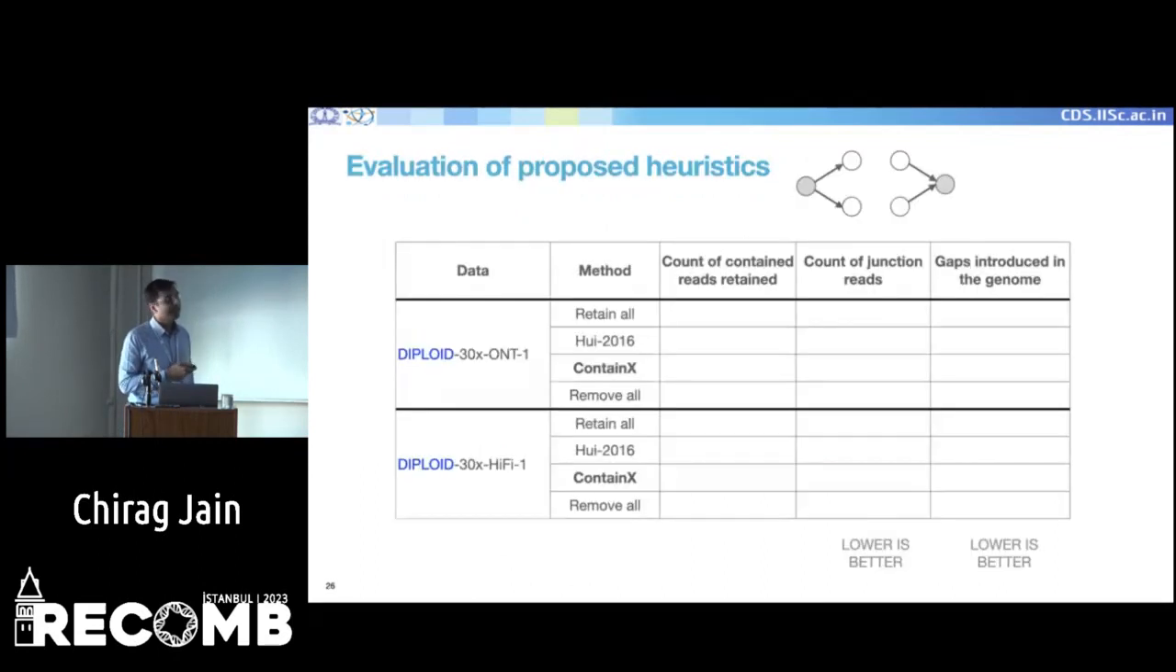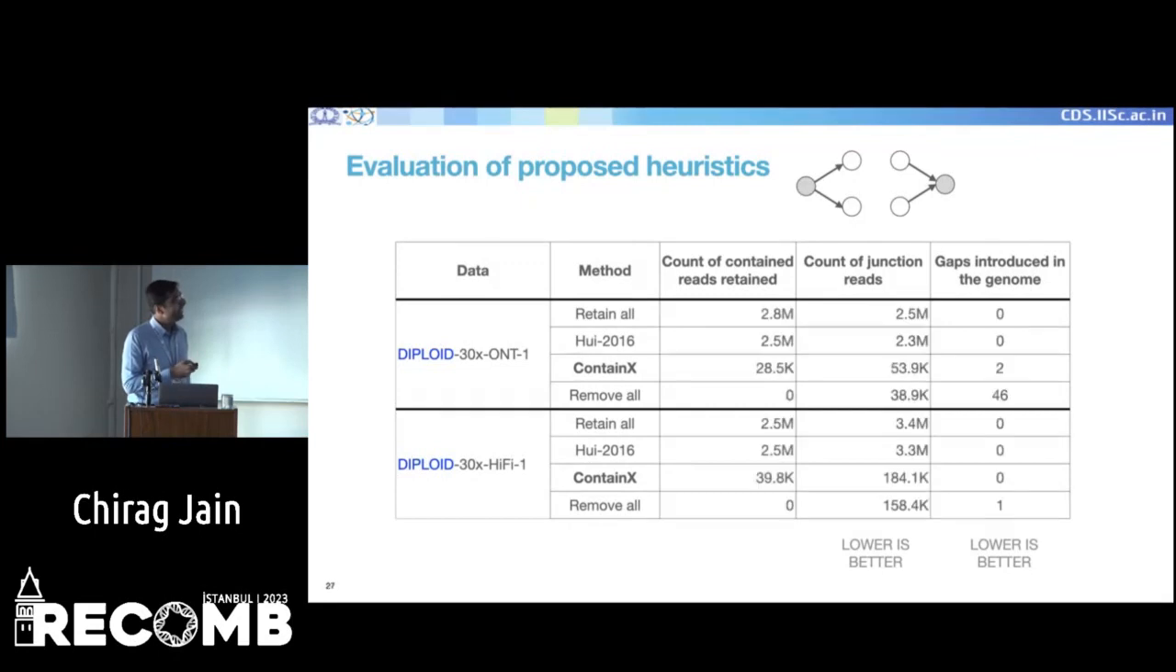Finally, we evaluate the method that I just proposed, the heuristics that recover the non-redundant contained reads, and we compare against three other methods. First is the extreme policy, where you retain all the contained reads in the data during assembly. The other extreme policy is that you remove all contained reads, as the string graph does. And then there is a method proposed in a 2016 paper, which has another technique to recover contained reads.